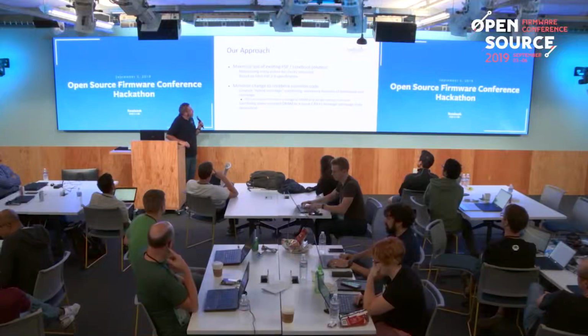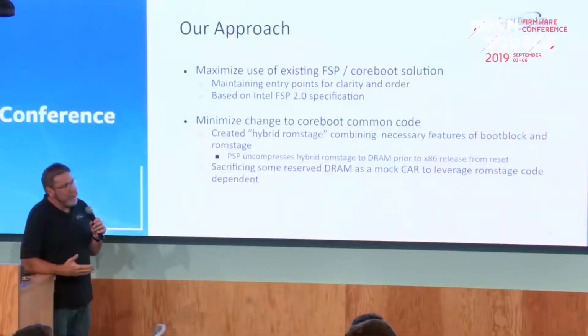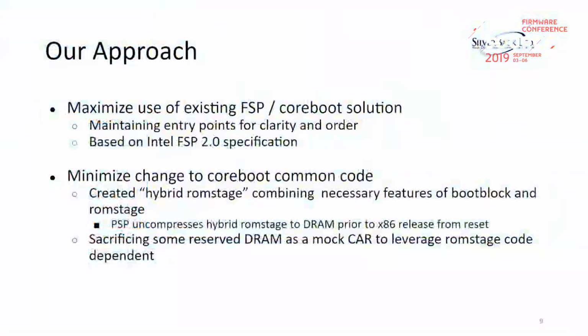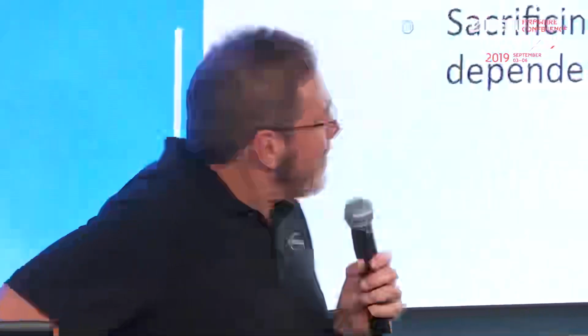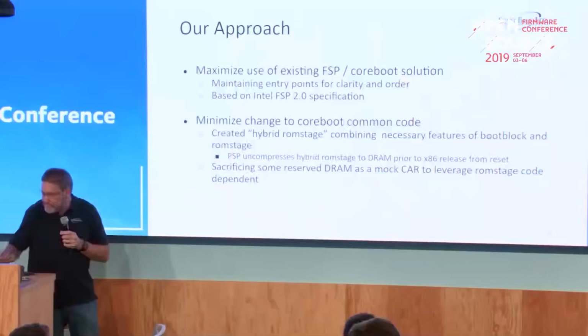So we have tried to maximize our use of the existing FSP. So we still use FSP-M as a naming technology. It still has the same entry points, but we don't necessarily do the same things that Intel does in that particular call. We created that hybrid ROM stage. And what we did to satisfy the dependencies on the hybrid ROM stage is we actually reserve a little piece of memory, and we build what looks like cache as RAM, and then we let coreboot tear it apart for us, and then we throw it away. This has not proved to be a popular solution. So we're currently rethinking that. We're actually reworking that right now.